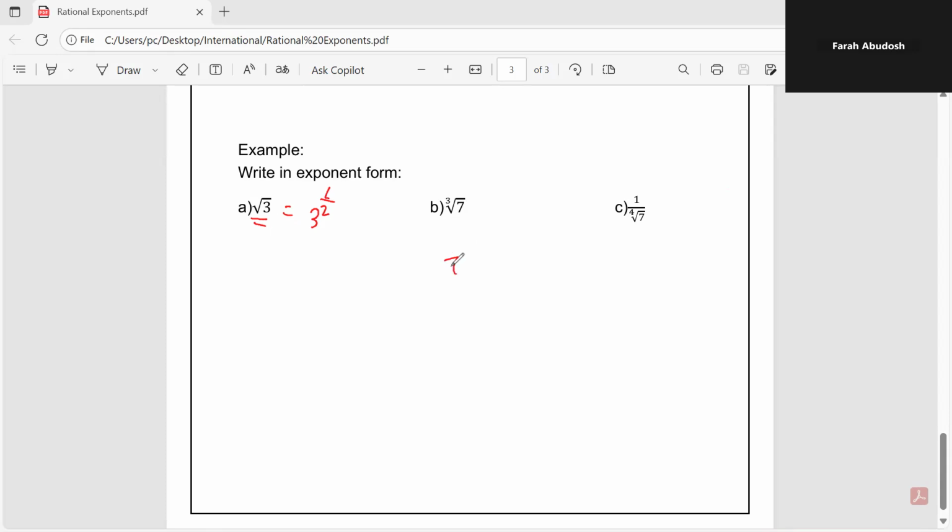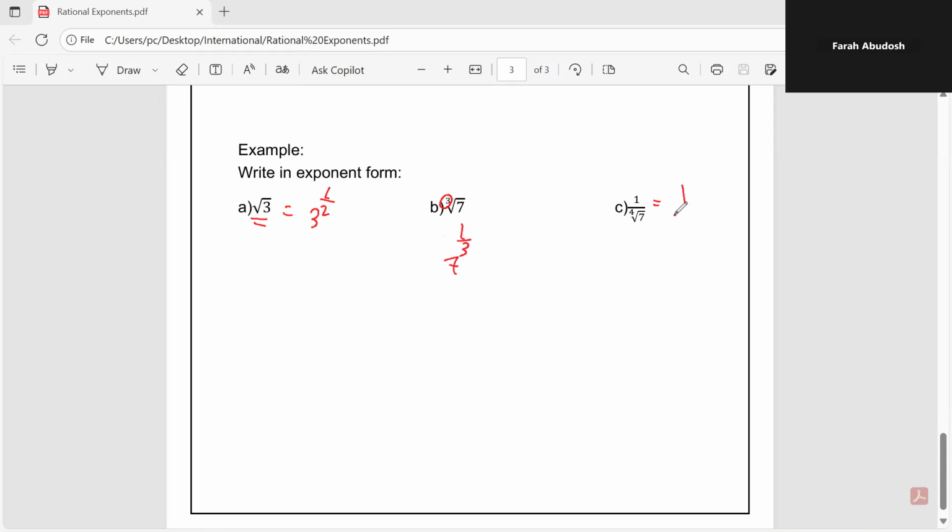7. We put 7 as a base. We have a root, so we prepare ourselves to make a rational number. What is the denominator, which is the degree of the root? Here we put the 3 and 7 to the power. There is nothing, 7 to the power nothing means 7 to the power 1. So it's 1.